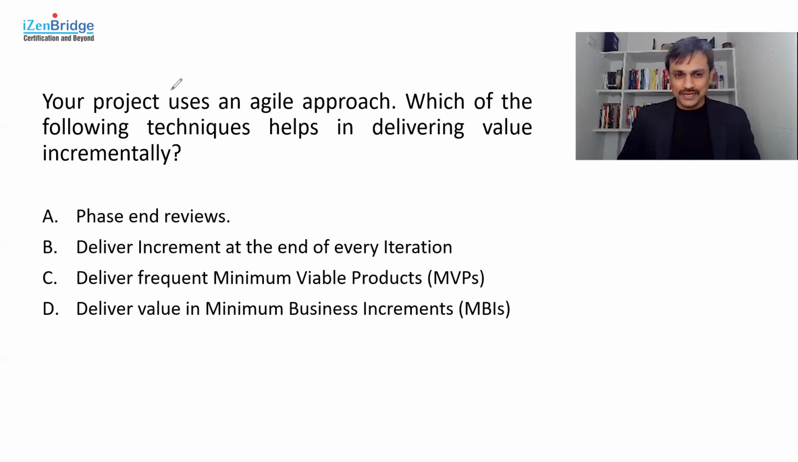So that seems to be very clearly out, that option A. Probably we need to focus on B, C, D only. Now, phase and review is a good review, but not necessarily does it produce a delivery. So it might be a good place to get feedback, but we are not getting delivery. Now, option B, deliver increment at the end of every iteration.